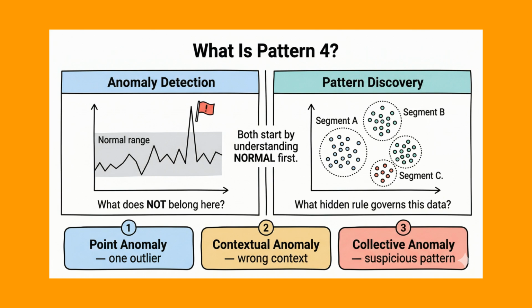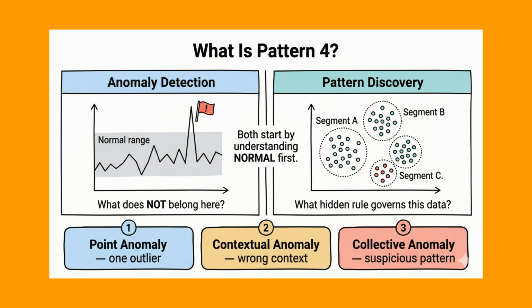There are three anomaly types to understand. A point anomaly is a single data point, clearly different from all others. A transaction of $50,000 when a customer normally spends under $200 is a point anomaly. A contextual anomaly is normal in one context but unusual in another. The same transaction amount in a foreign country at midnight is a contextual anomaly even if the dollar amount looks ordinary.